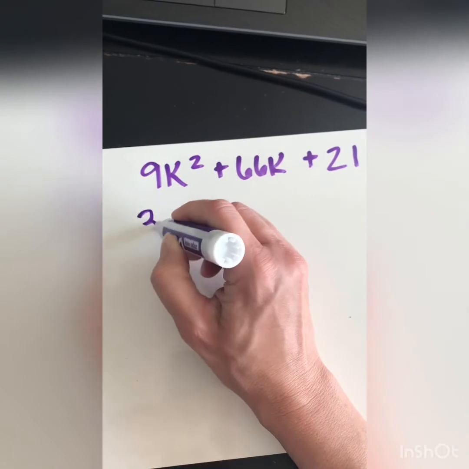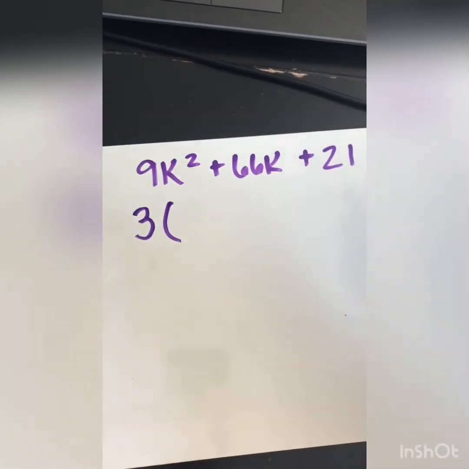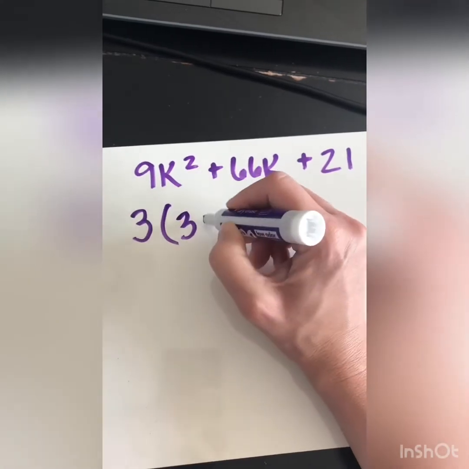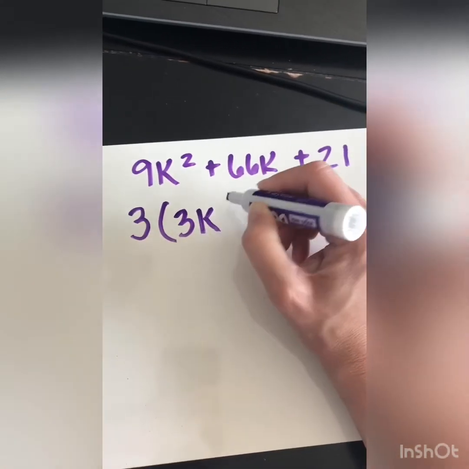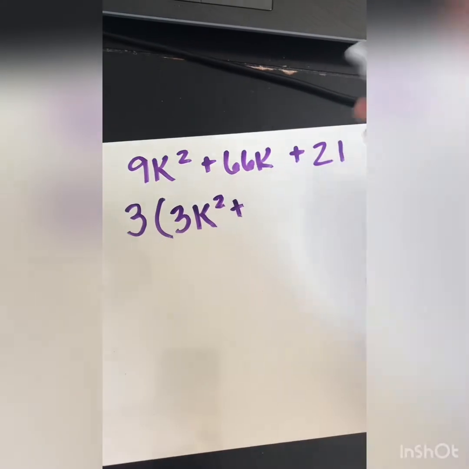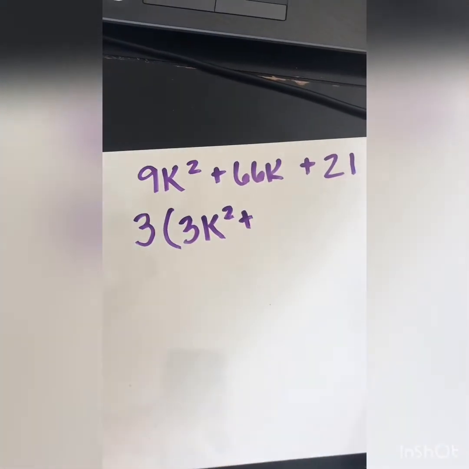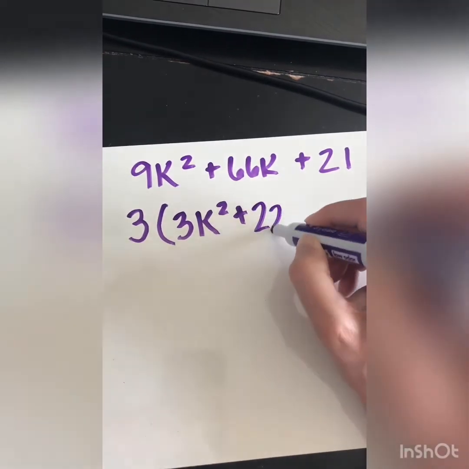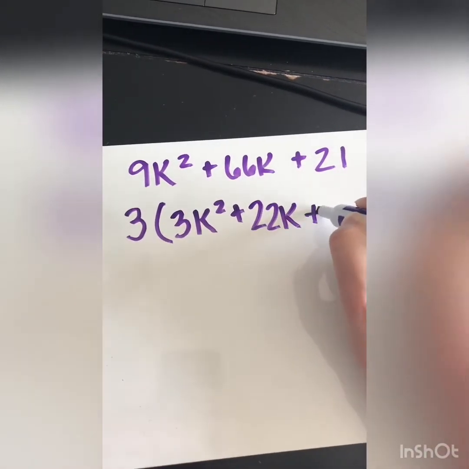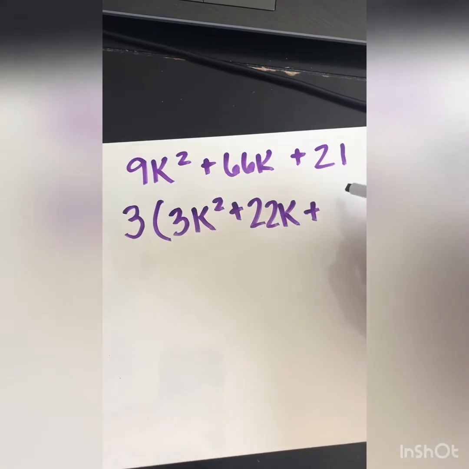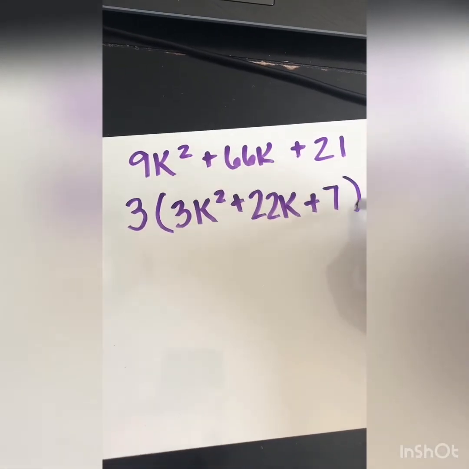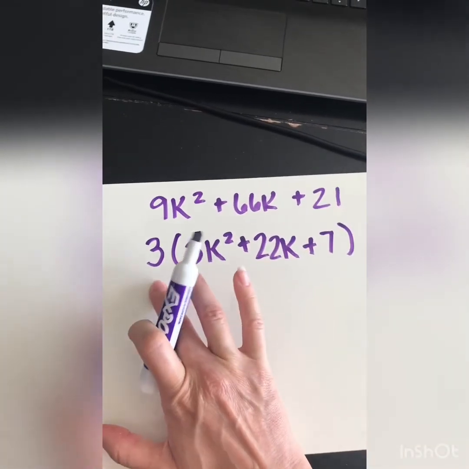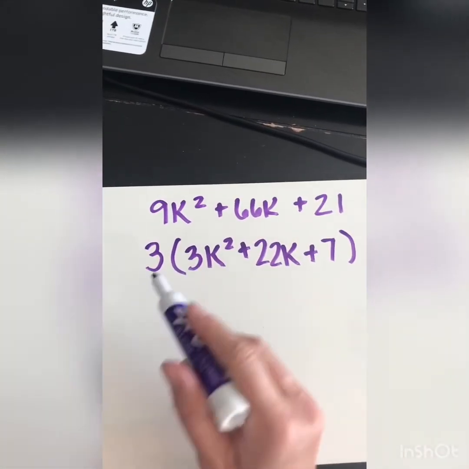So I can divide out a 3, and then I'm left with, 3 times 3 is 9k squared, plus, and then I've got 66 divided by 3, which is 22k, and then I've got 21 divided by 3, which is 7. Okay, so you'll just go ahead and solve this, not worry about this guy for a little bit. We'll just bring him down as we go.